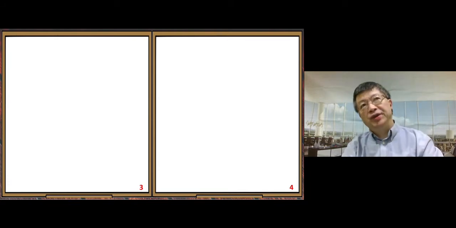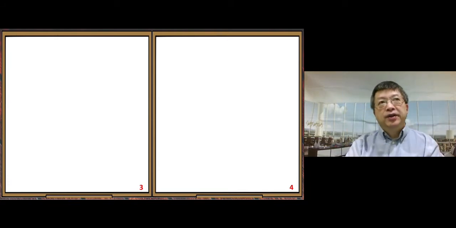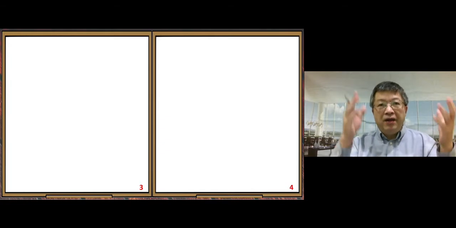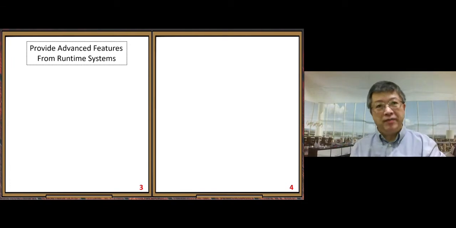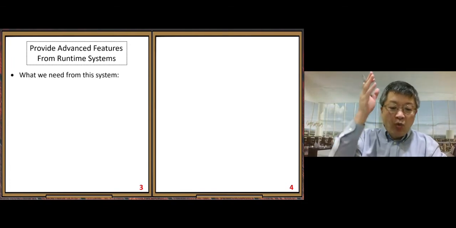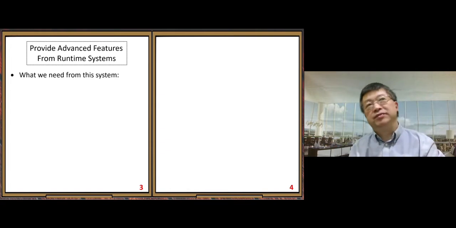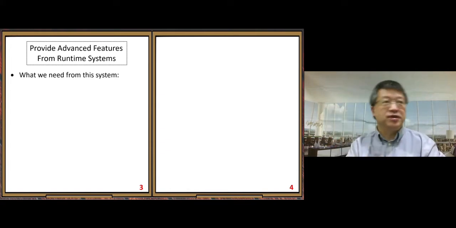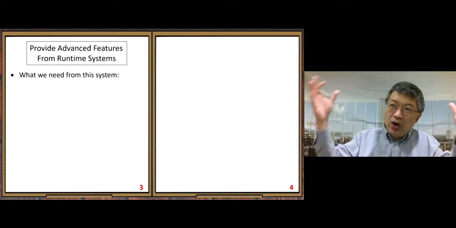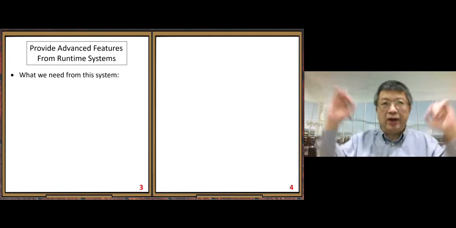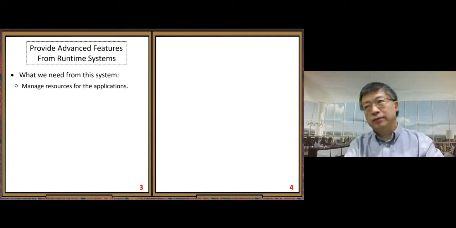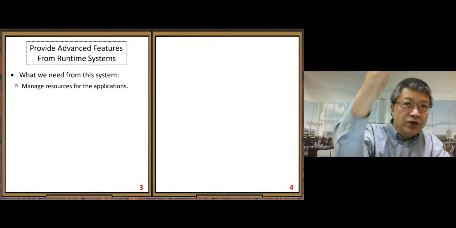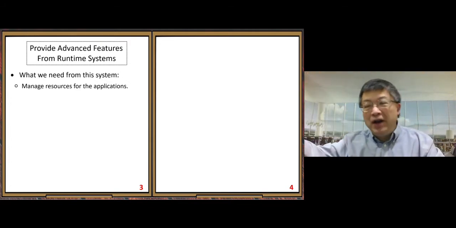Second, we want to look at the features provided by these runtime environments or systems. So what we need from this system, several general things. Here I just talk about them at an abstract level. First, the basic things they can do: manage resources for the applications.